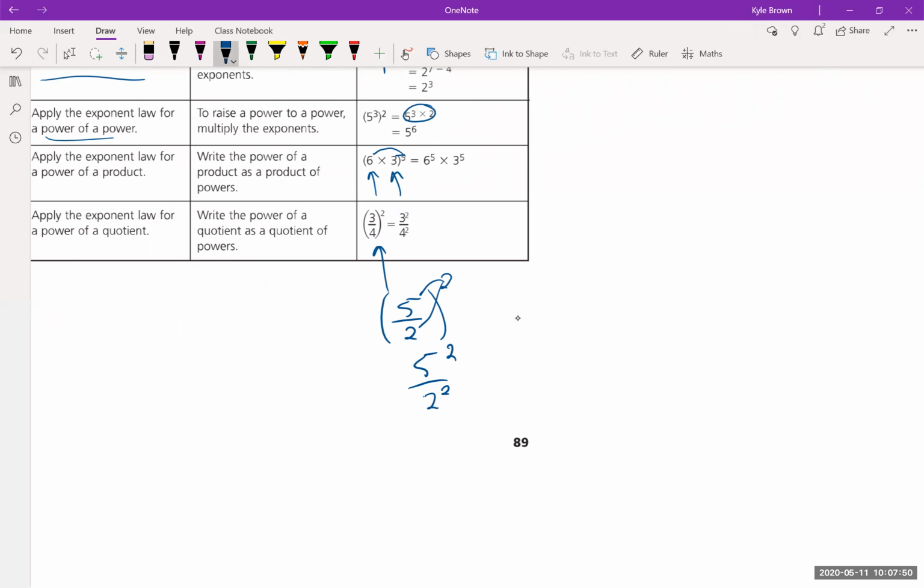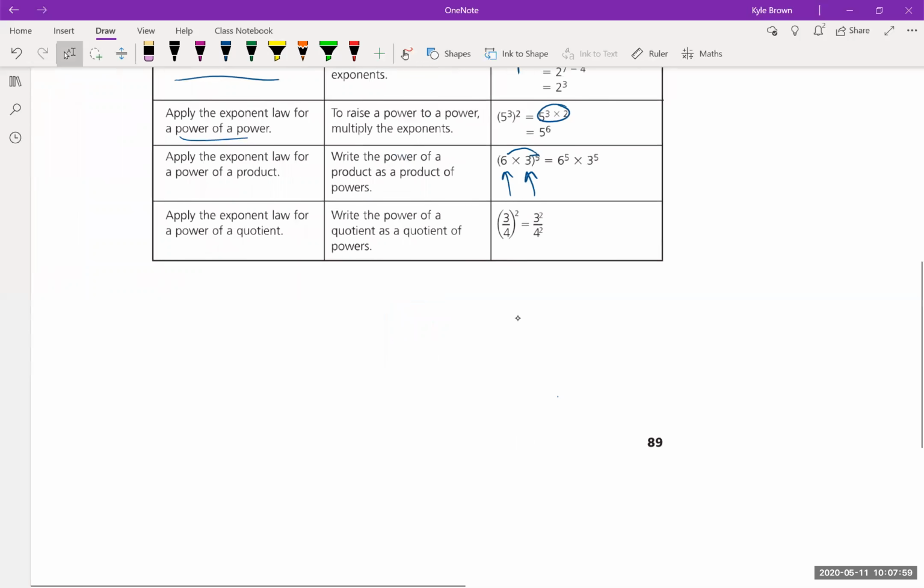Okay, but those are different bases, so I can't subtract those or anything like that now, right? All right, so that's the whole unit in a nutshell. So let's just do some examples here. So I'm just going to bring up a couple.